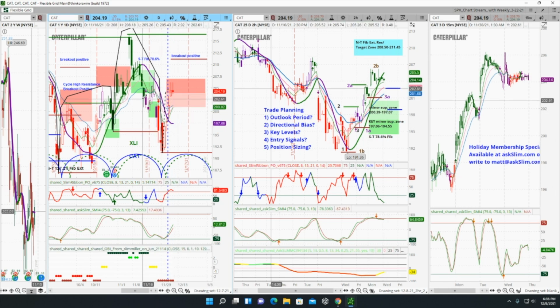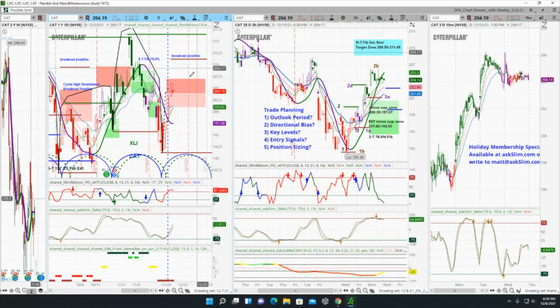So because we do not have an alignment between these two time frames, our position sizing based on our guidelines would suggest that it should be smaller right now relative to what you would have as part of your own trader style, a full position size.